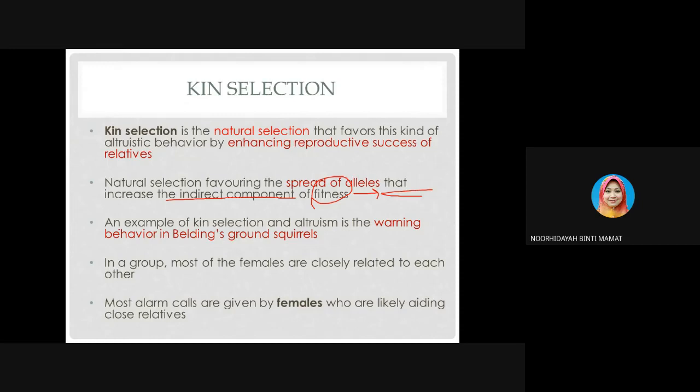An example of kin selection and altruism is the warning behavior in Belding's ground squirrels. In a group of Belding's ground squirrels, most of the females are closely related to each other, and most alarm calls are given by the females, who are likely to help their close relatives.